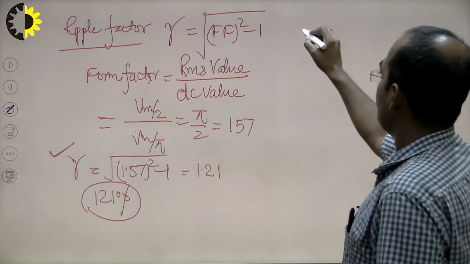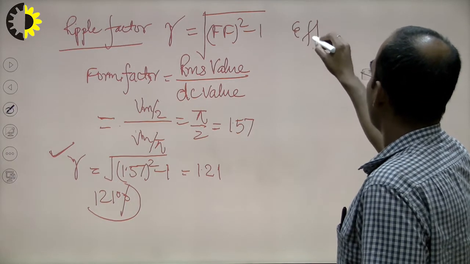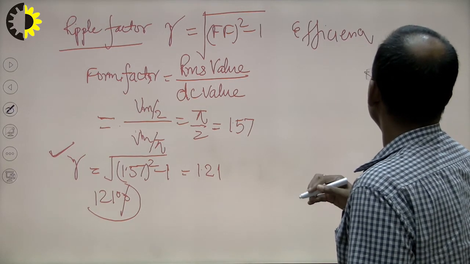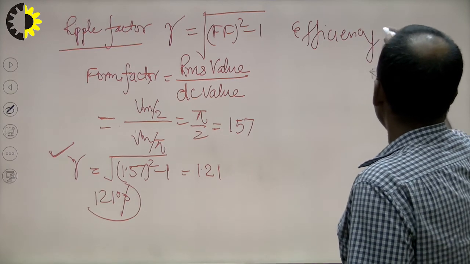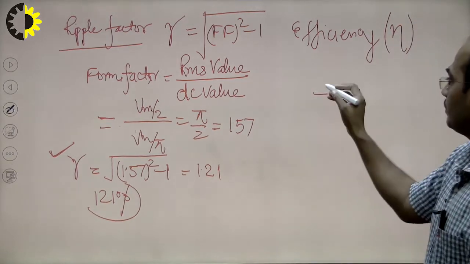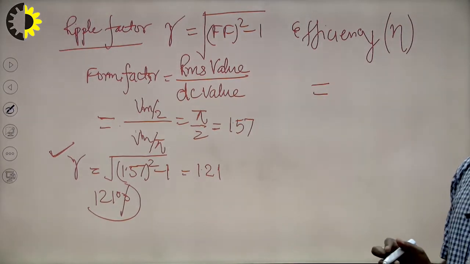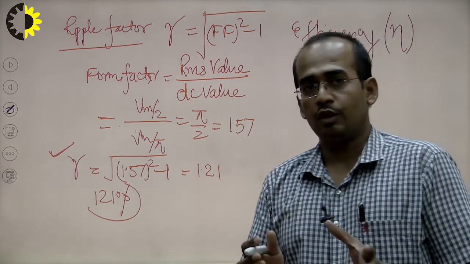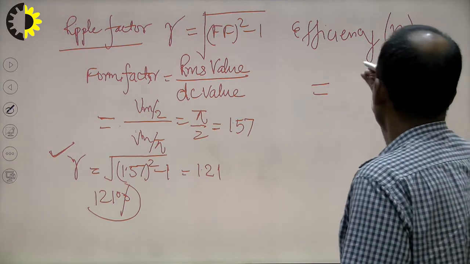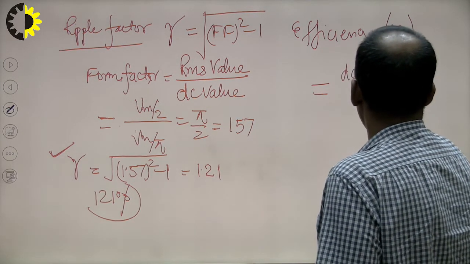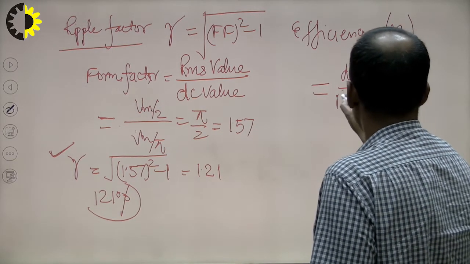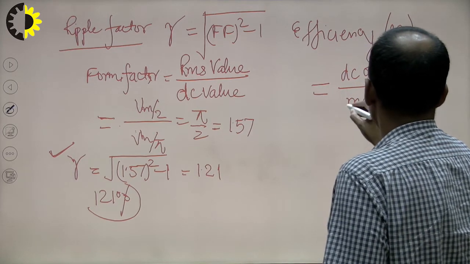So, next parameter is efficiency. Efficiency is denoted by eta. Efficiency is nothing but output upon input. So, what is the output? Output is DC output value upon RMS input value. So, DC output value upon RMS input value.